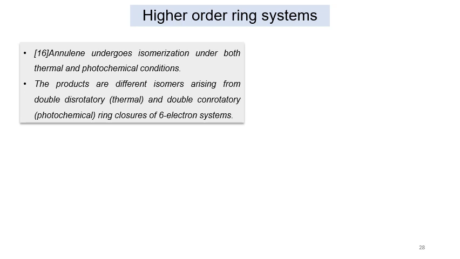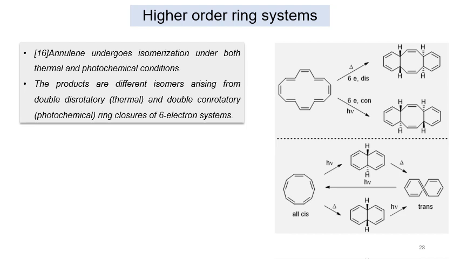Going further, even larger systems can undergo pericyclic ring closures via electrocyclizations. For example, in this particular case, this is 16-annulene, and it undergoes a variety of cyclizations. It can behave as a 6 electron system in this particular case, giving you a double annulation. Either you can have a thermal reaction or you can have a photochemical reaction. In one case it is a disrotatory ring closure, the other case it is a conrotatory ring closure.